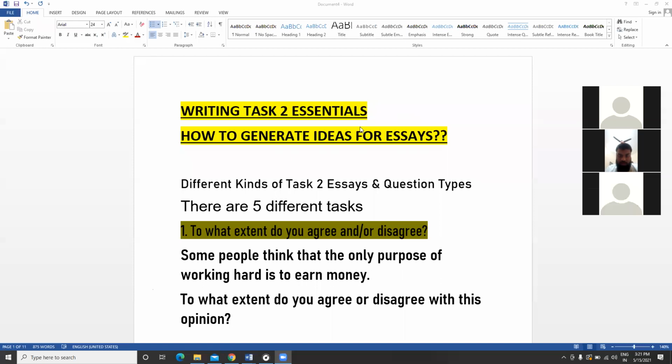The third thing I'm going to talk about is the different question types and how to approach them. What I'm seeing is a lot of people are writing, but they don't know how to approach different kinds of essays. So this is the agenda of today's class.